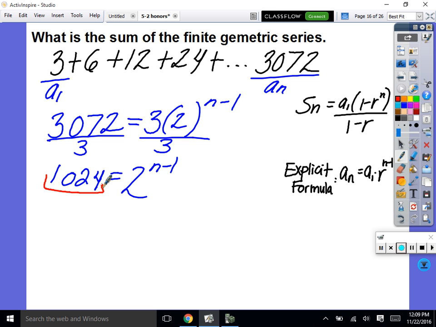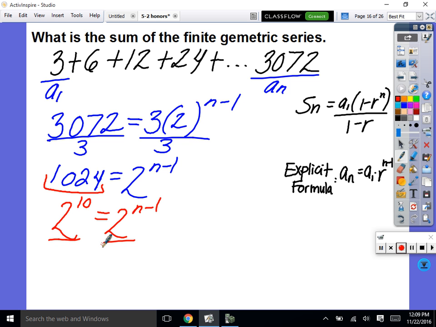You guys understand you can't divide by 2, correct? Because it's 2 raised to the n minus 1. So 2 to the what power equals 1024? Start testing. 2 to the 5th, 6th, 7th, 8th, 9th, 10th. 2 to the 10th. So we have 2 to the 10th is equal to 2 to the n minus 1.